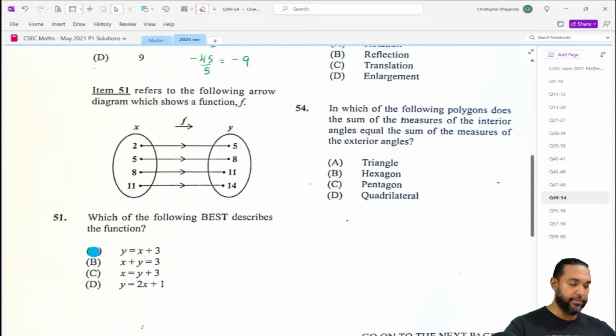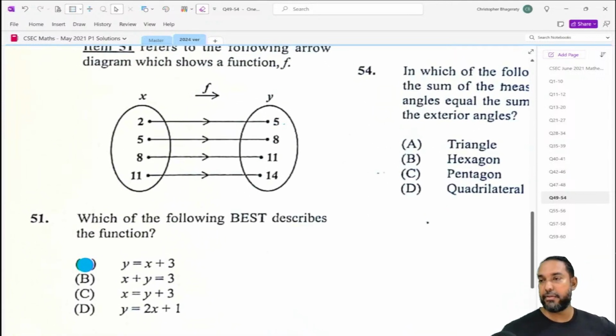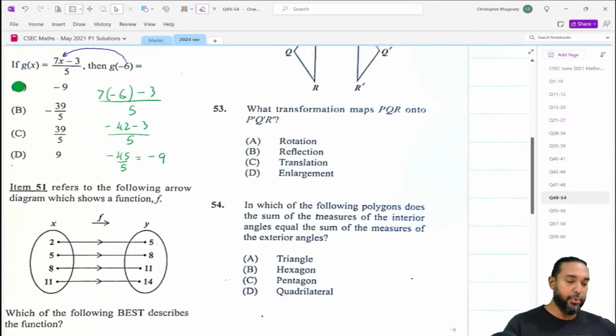51 was y is equal to x plus 3. Because if you add 3 to each of the x values, you get the corresponding y values onto which each x value is mapped. All right. So Princess, take a lemon, we're going on. If you're good. Cool.